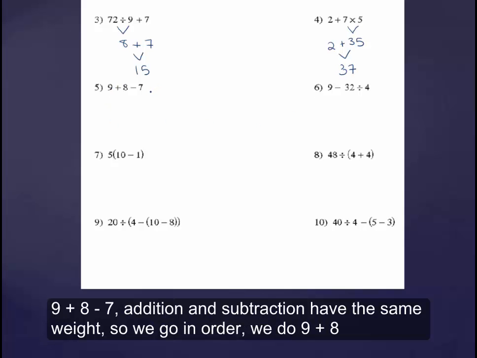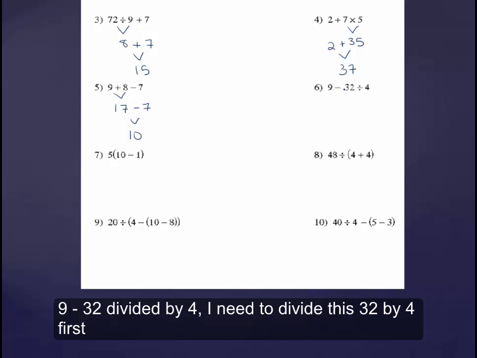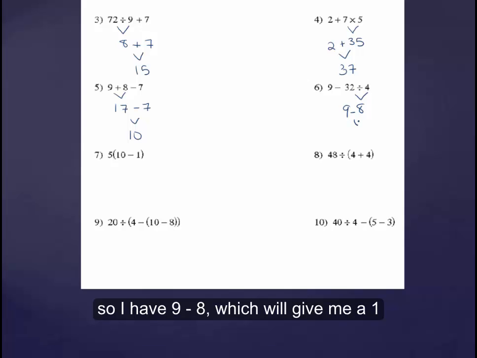9 plus 8 minus 7. Addition and subtraction have the same weight, so we go in order. We do 9 plus 8. Then we subtract 7 and end up with 10. 9 minus 32 divided by 4. I need to divide this 32 by 4 first. So I have 9 minus 8, which will give me a 1.